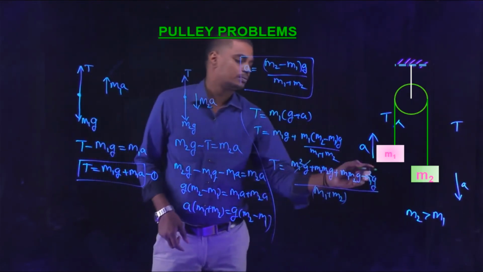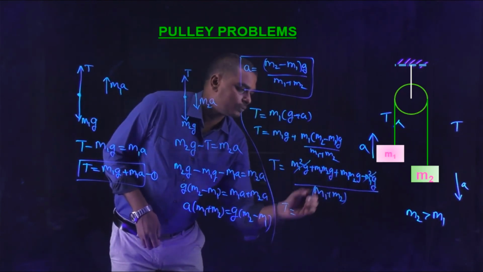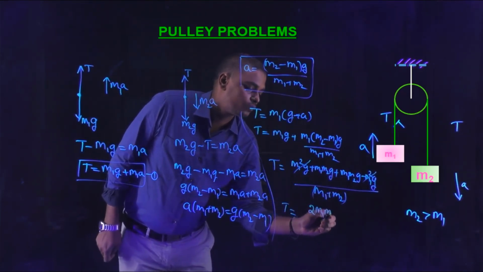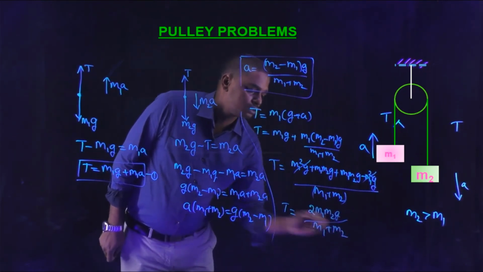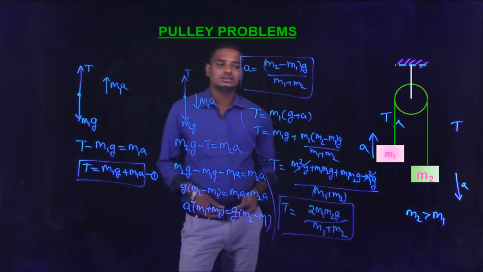So M1 square, plus and minus, gets cancelled. So T is equal to M1 M2 G plus M1 M2 G, that is 2 M1 M2 into G divided by (M1 plus M2). This is the expression for the tension in the string.